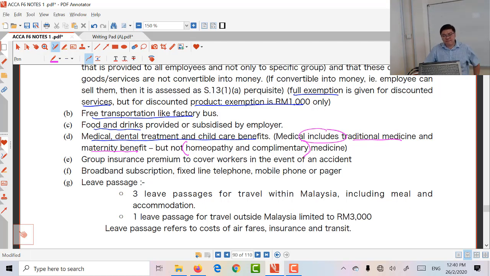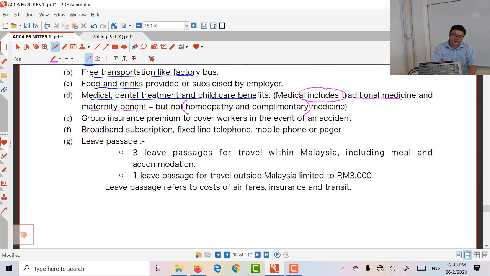Or some people with bones, like we have back problems, we go for all these chiropractic people that manipulate your bone. They are not considered. So there's no exemption. But they're not cheap. Okay? Now, group insurance is also given exemption. Now, the broadband, the phone line, all that I've explained to you.